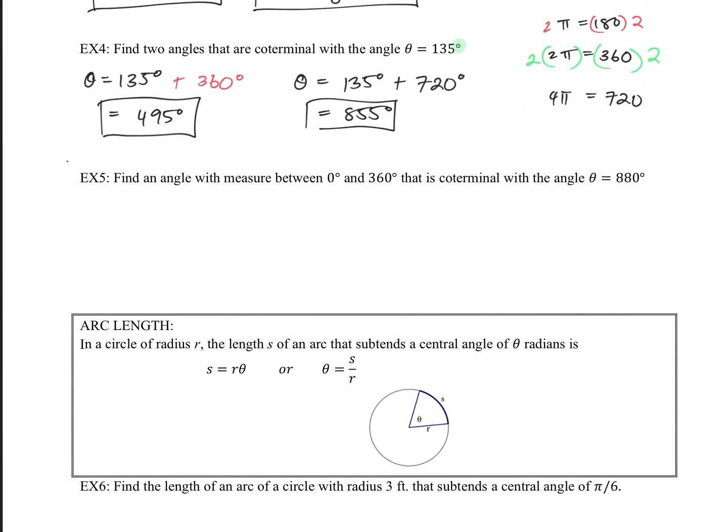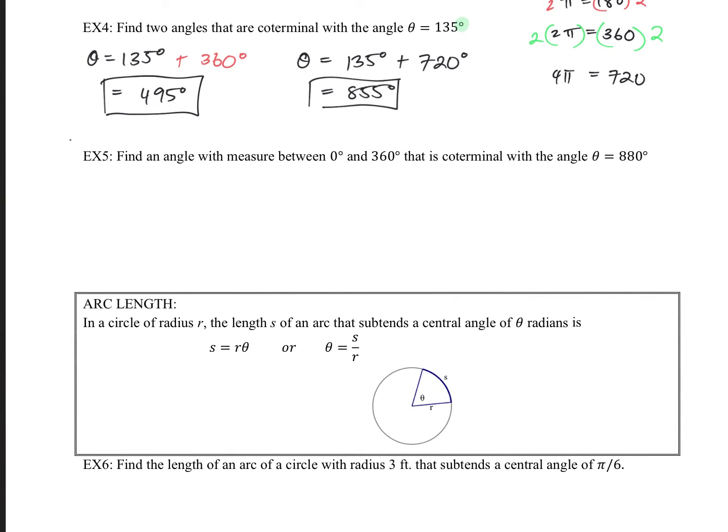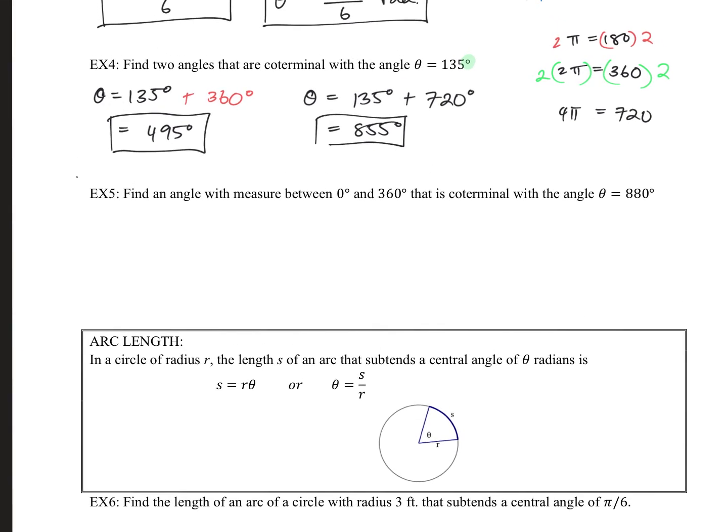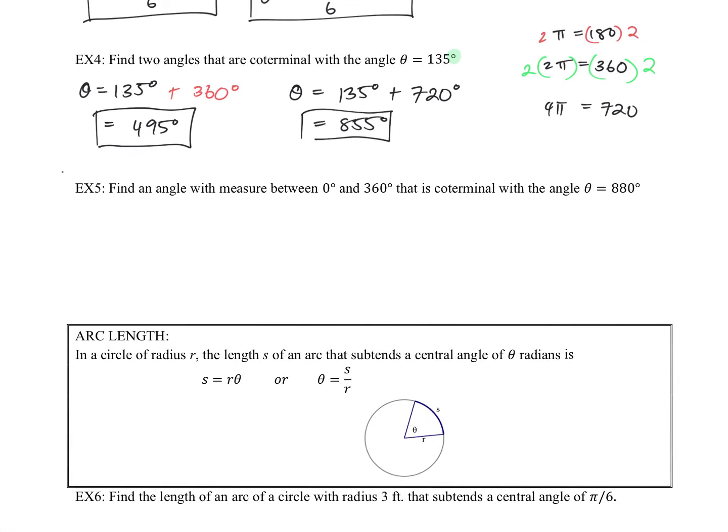Now example 5. Find an angle with a measure between 0 degrees and 360 degrees that is coterminal with the angle theta equals 880. Okay, so now we have restrictions. We can't go quite so gung-ho as we were. We need it to be between 0 and 360, and currently it's pretty far off. But let's whittle away slowly, take away 360 degrees, or remember, 2 pi. 360 is equal to 2 pi. Let's slowly whittle those away until we get in between 0 and 360.